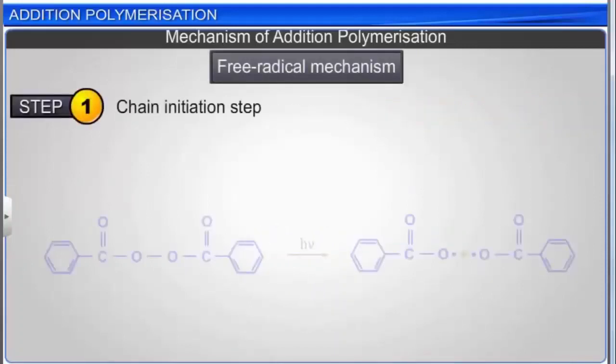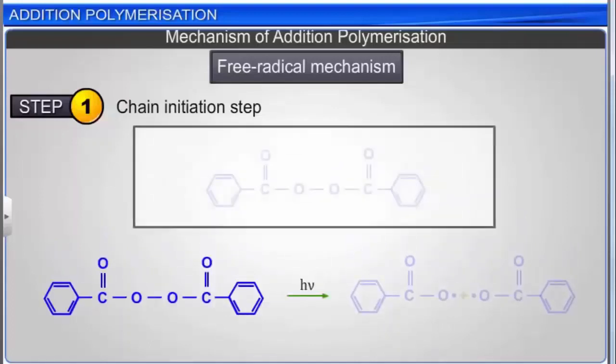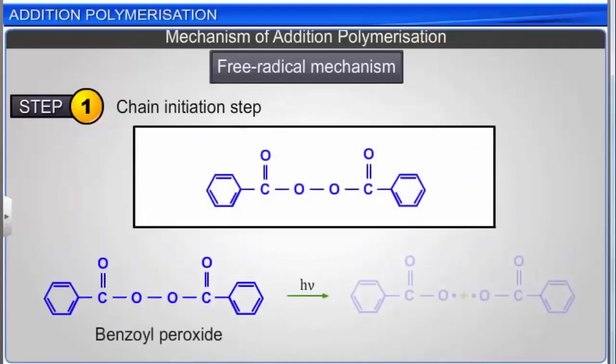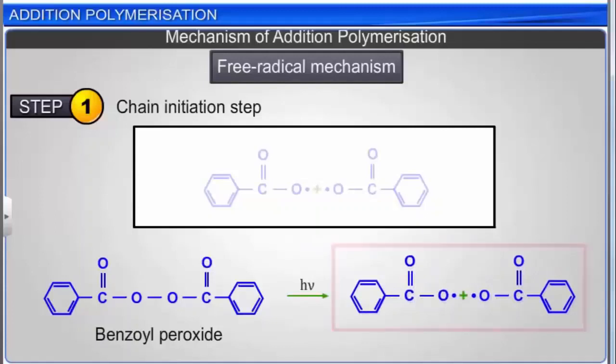It starts with a chain initiation step, which actually occurs in several stages. First, a free radical generating initiator decomposes in the presence of light to form free radicals. For example, a molecule of benzoyl peroxide undergoes homolytic fission on exposure to light to form two free radicals.